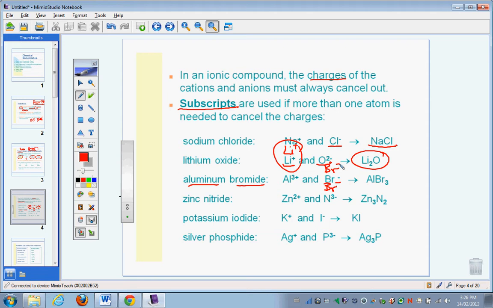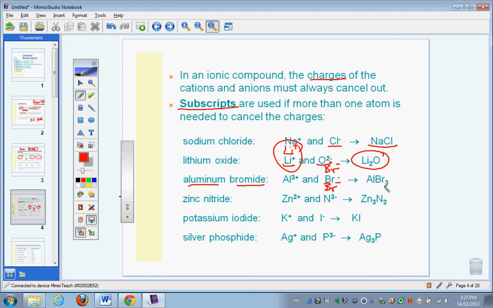So now the formula will be AlBr3. And this 3 down here, the subscript, only applies to bromine. It doesn't apply to aluminum. So there's 1 aluminum in that formula and 3 bromines. Okay? Is that making sense?